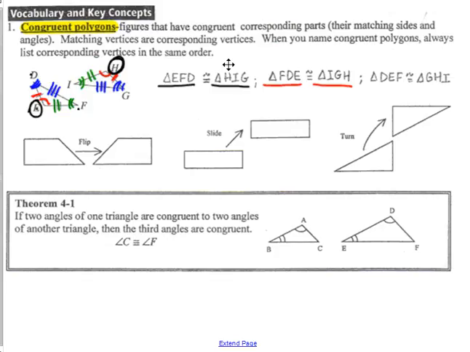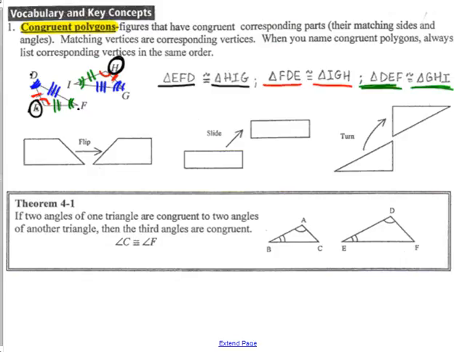Okay. We can also say that triangle FDE is congruent to triangle IGH. Remember, the order matters. Those letters all match up. We can say that triangle DEF is congruent to GHI. That's three different ways that we can say those two triangles are congruent.